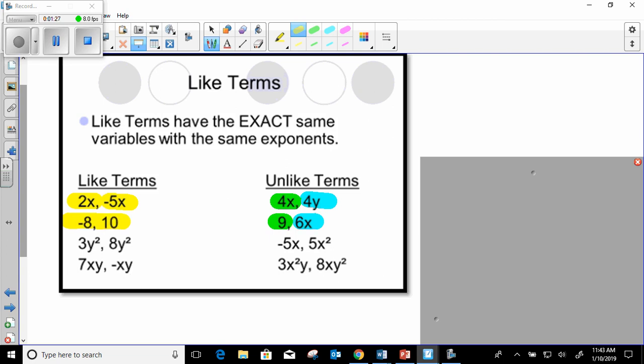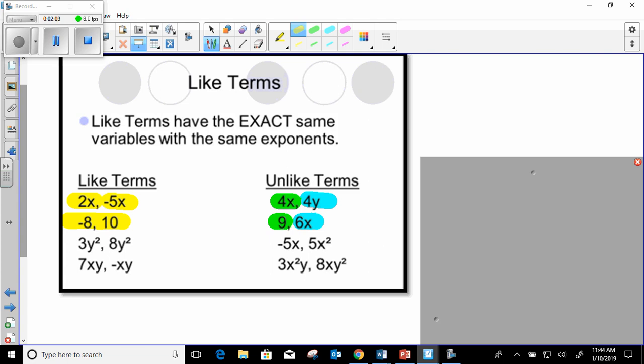It's almost like, think of a fruit salad. If you are combining all of your apples, those would be like terms. You can combine all of your grapes or raspberries or blueberries separately. Those would all be like terms. When you put them all together in the fruit salad, what you're going to see in just a minute is we're going to pull all the individual fruits out and we're going to combine them together. So go ahead and add your like terms and your unlike terms to your notes and make sure you understand the differences between the two.